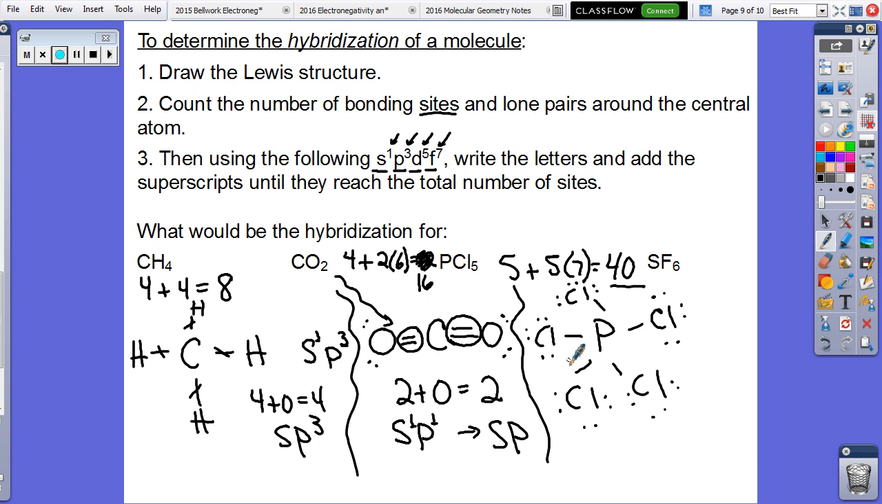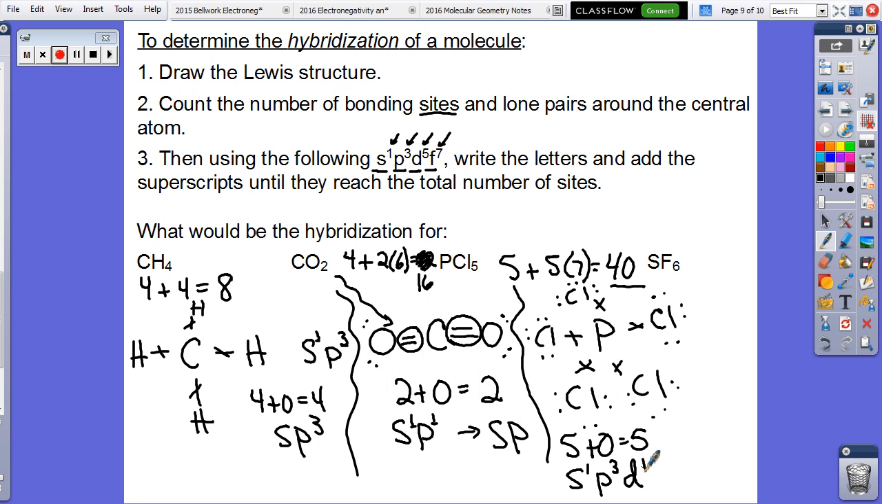So let's do the hybridization for this. I'm going to count my bonds and lone pairs on the phosphorus. There's 1, 2, 3, 4, 5 bonds and 0 lone pairs. So 5 total is my count. I need 5 orbitals. So I'm going to need 1 s orbital, all 3 p orbitals, and there's 4, and I'm actually going to need a d orbital to help out.